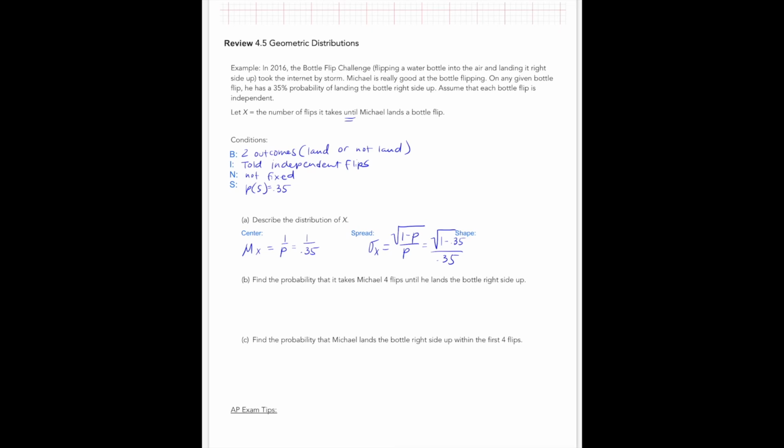And then for this one specifically, for a geometric distribution, it is always right skewed. So right skewed is going to look something like that.